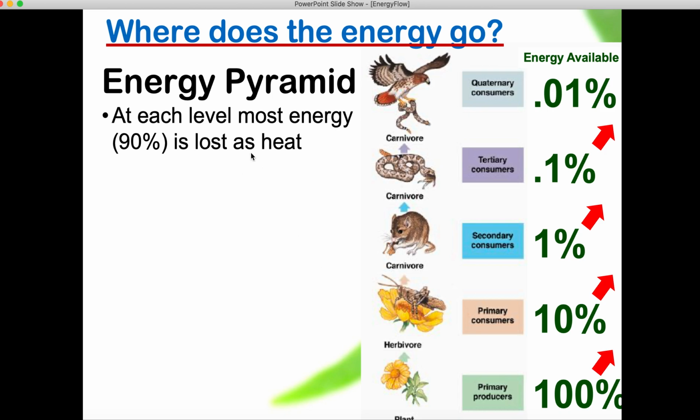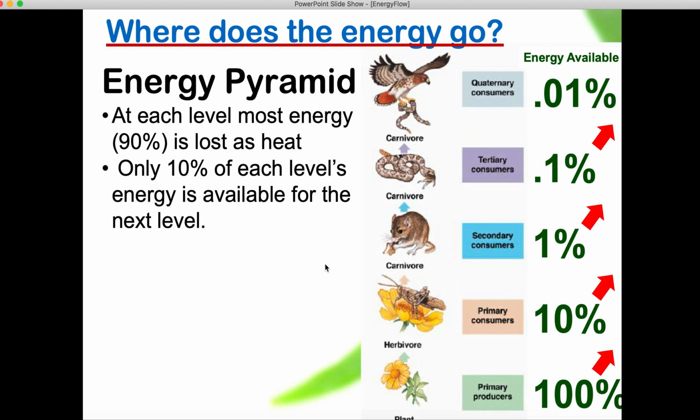90% of that energy is lost as heat. So all of these animals give off heat, and only send on 10% of the possible energy as they go to the next level. So the plant only sends 10% to the grasshopper. Now, of that total energy that was there, the grasshopper is only going to send 10% of that amount of energy to the mouse. And then the same to the snake, and then the same to the hawks.